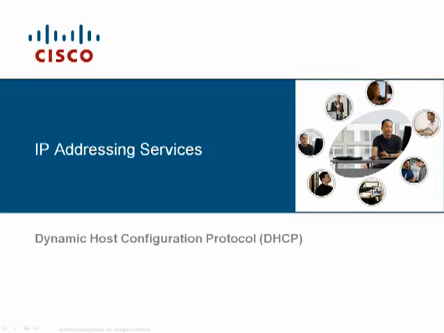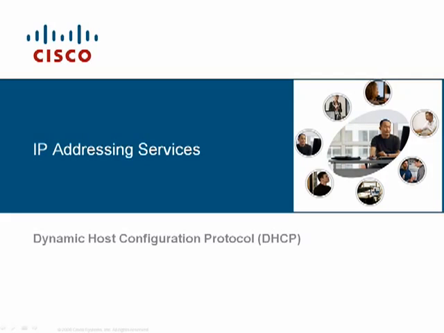One critical addressing service that is used in today's LANs is Dynamic Host Configuration Protocol, or DHCP. There could be hundreds or thousands of hosts on a network, so the manual configuration of static IP addresses is a difficult and time-consuming task. DHCP enables networkers to quickly troubleshoot and supply IP configuration information to end devices.